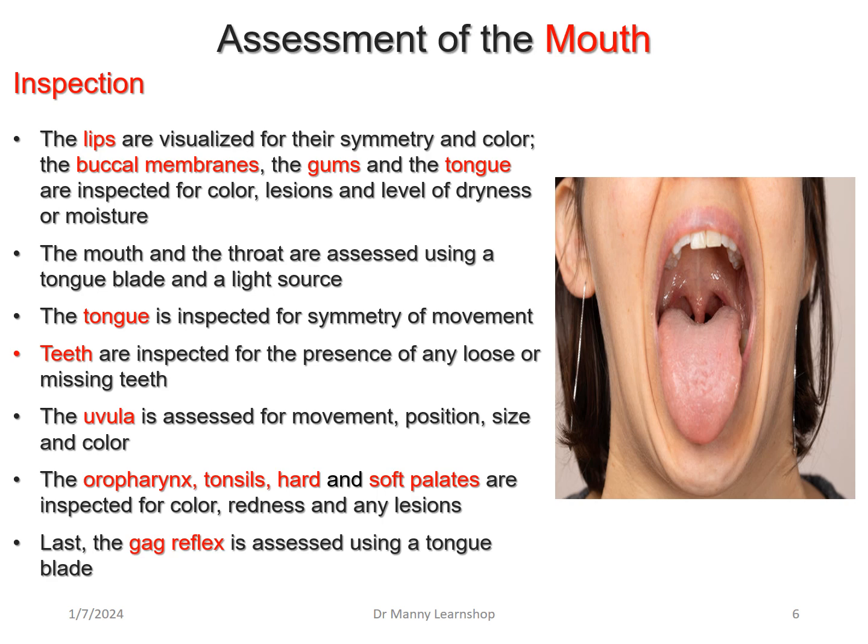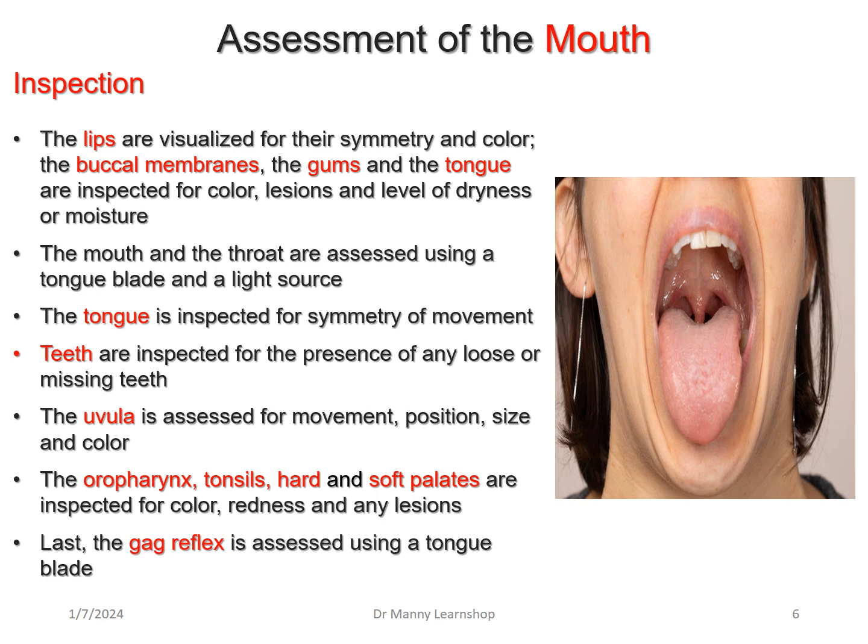When we assess the mouth, the techniques are typically going to be inspection, but palpation can be used as well, using a tongue blade or using a gloved hand if you wanted to inspect inside and palpate. The lips are typically visualised for their symmetry and colour, the buccal membranes also, the gums and the tongue. The mouth and throat are assessed using a tongue blade and a light source.